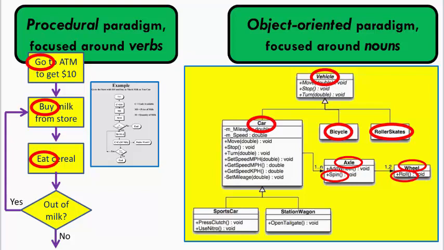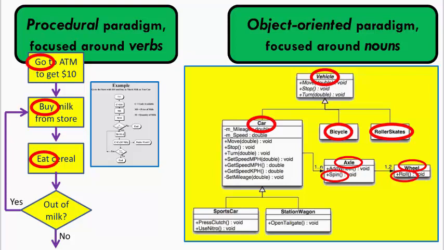Instead of breaking the problem into subproblems guided by verbs, we develop a solution for our system by focusing on nouns and the relationships between them, what objects are special types of other objects, and what one object can ask another object to do. Today's software engineer designs programs using both the object-oriented and the procedural paradigms.